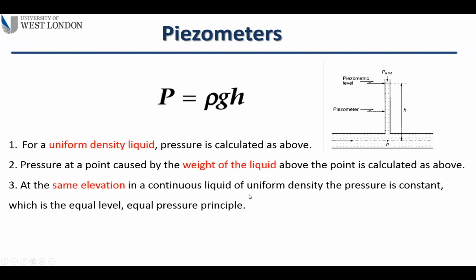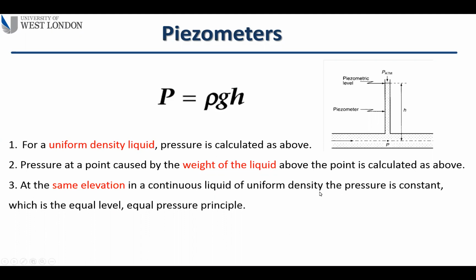If you have the same level in a continuous liquid, for example, two pipes with liquid of uniform density, the pressure is constant. So this is the fact: an equal level means equal pressure.